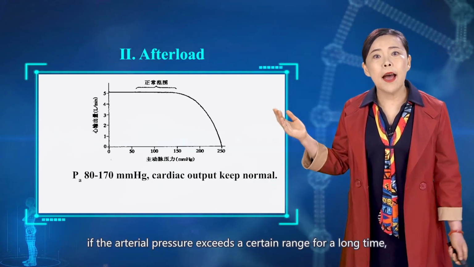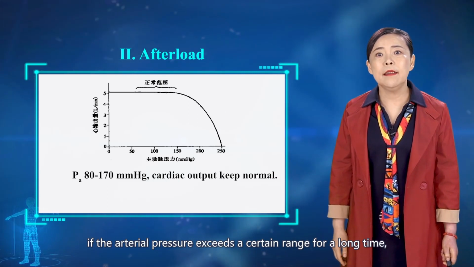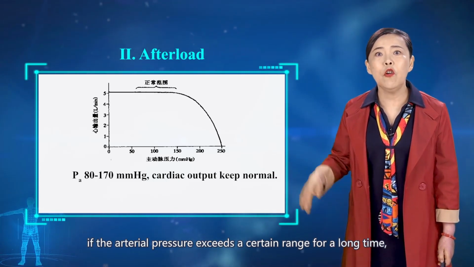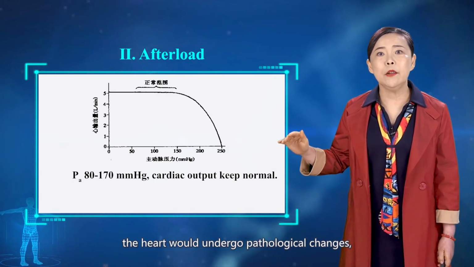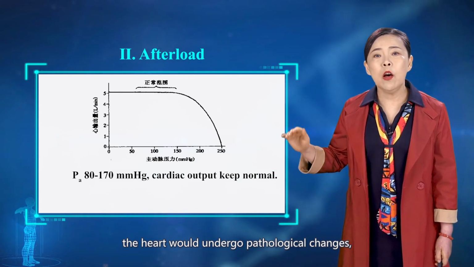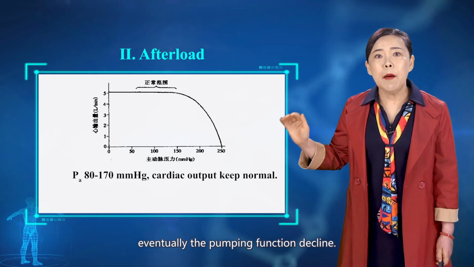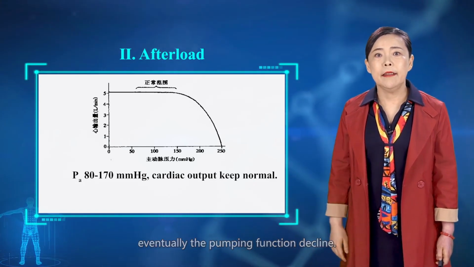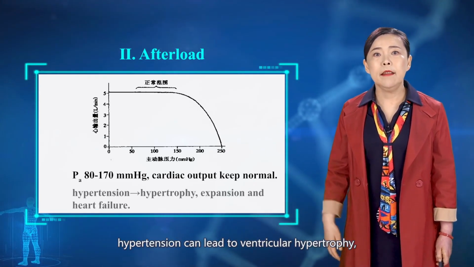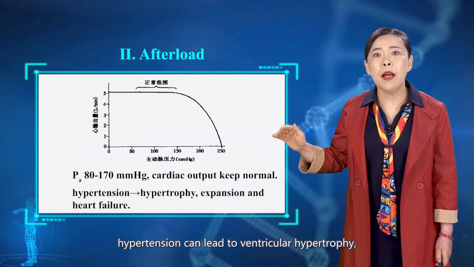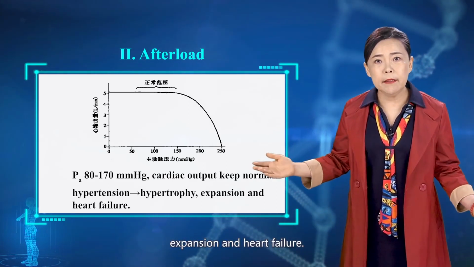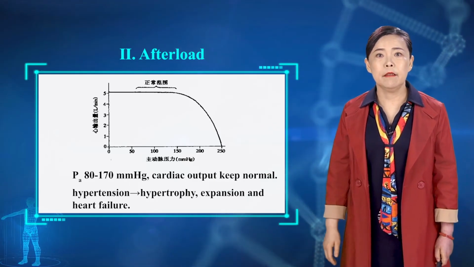However, if the arterial pressure exceeds a certain range for a long time, the heart would undergo pathological changes. Eventually, the pumping function declines. Therefore, hypertension can lead to ventricular hypertrophy, expansion, and heart failure.